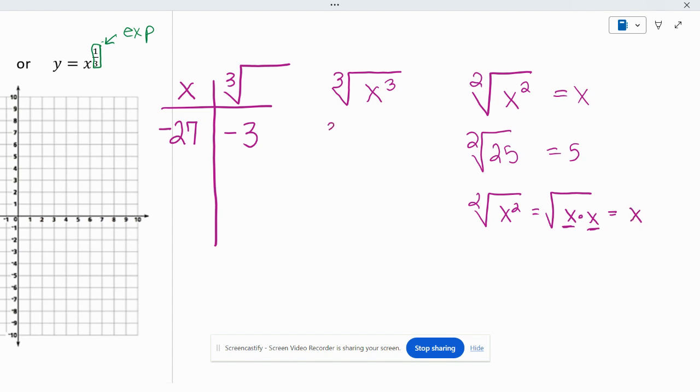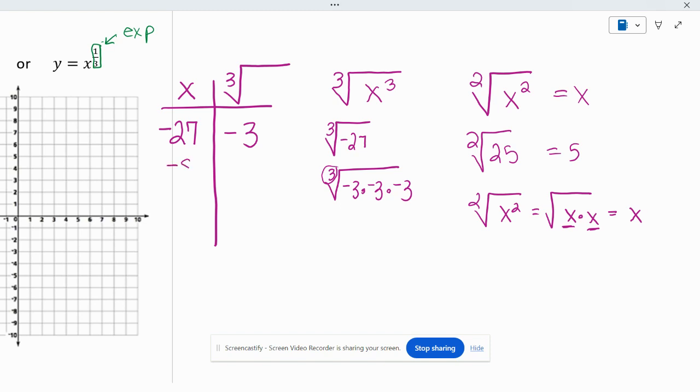So if I think about the cube root of -27, that is the same thing as saying the cube root of -3 times -3 times -3. When you have a square root, you need 2 of the same factors. When you have a cube root, you need 3 of the same factors to pull it out. Okay? So the cube root of -27 is -3.